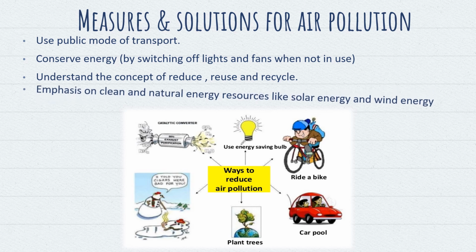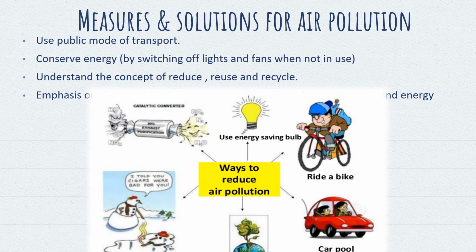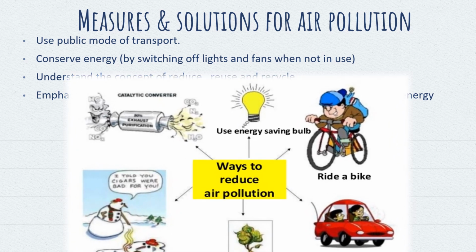Next is emphasis on clean and natural energy resources like solar energy and wind energy. You can also use energy efficient devices like CFL lights that consume less electricity. So when they consume less electricity, the heat waves will be less. They will not emit heat waves. And if heat waves are not there in the environment, the sun or the ozone layer will not get affected also. Right? Just see the ways to reduce air pollution.